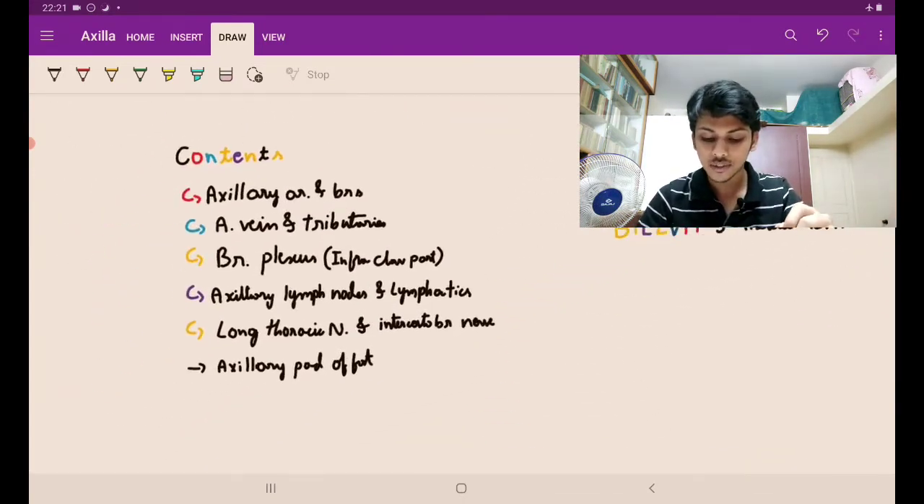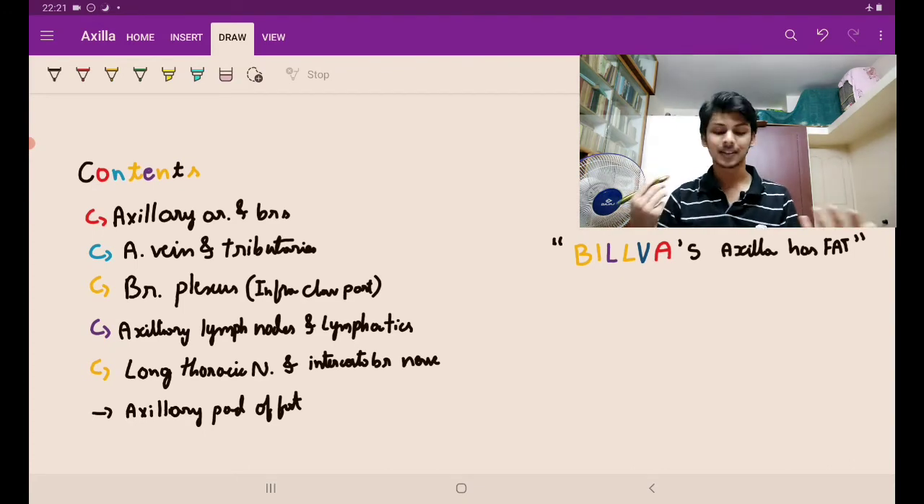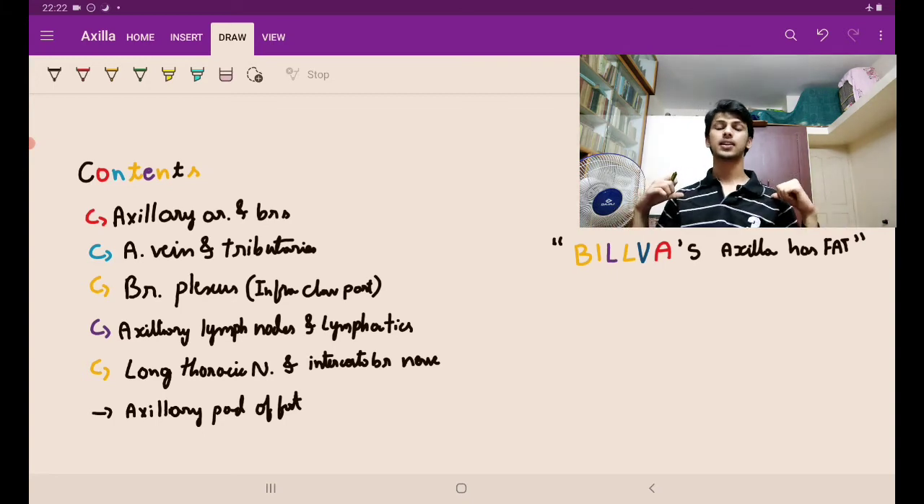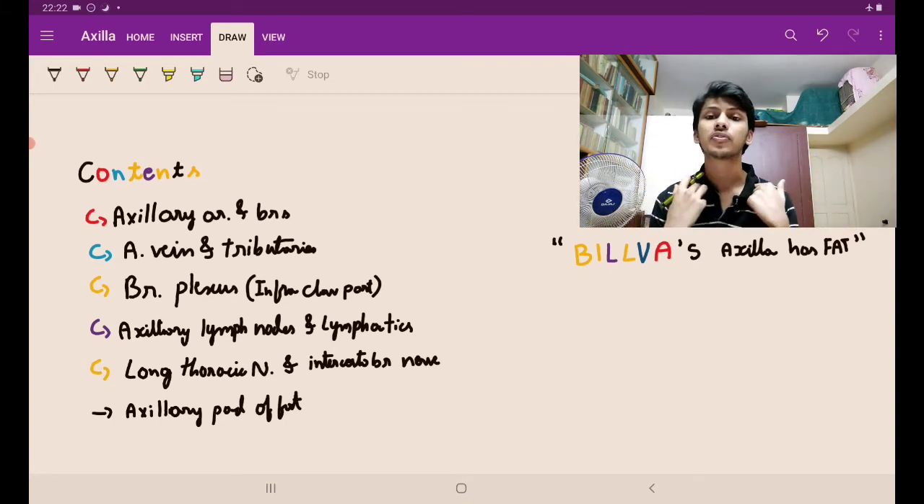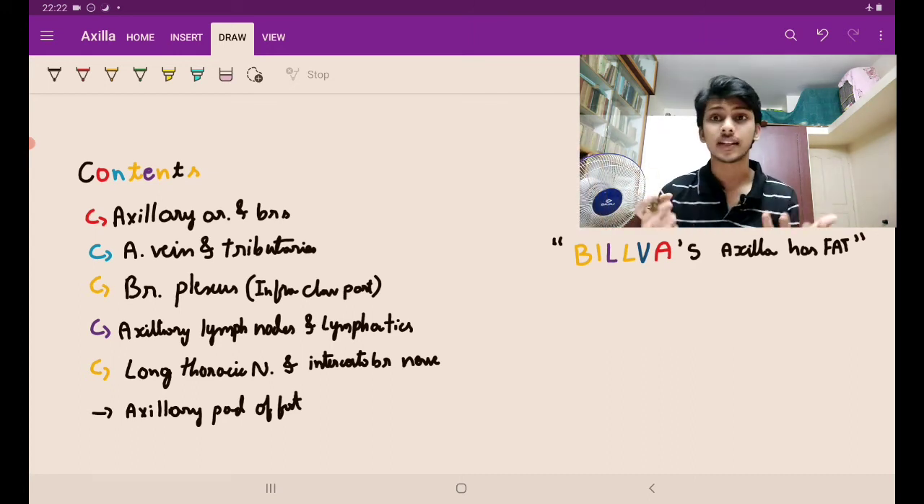Then we'll go to the contents of axilla. Contents of axilla is very beautiful. Why? Because the contents come from the heart, one of the main vessels, like the heart gives out branches now. Then there are subclavian arteries. The aorta gives out branches. There are subclavian arteries. Subclavian arteries at the outer border of first rib become the axillary artery. Axillary artery goes into the axilla and gives out branches. So axillary artery and its branches are the contents.